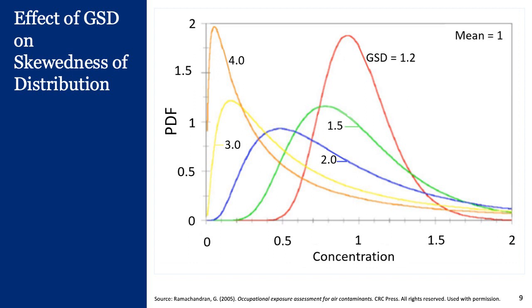The goal is to predict the upper tail of the exposures based on a few values that, because of the nature of this skewed distribution, we are observing at the lower end of the distribution.